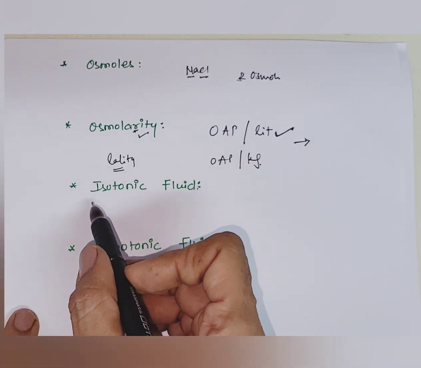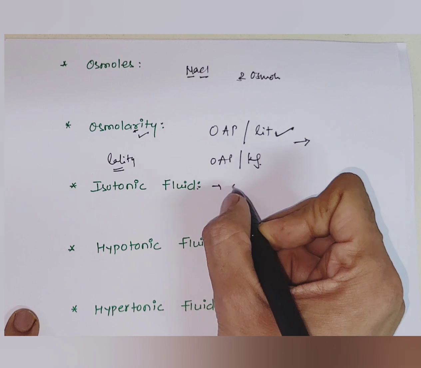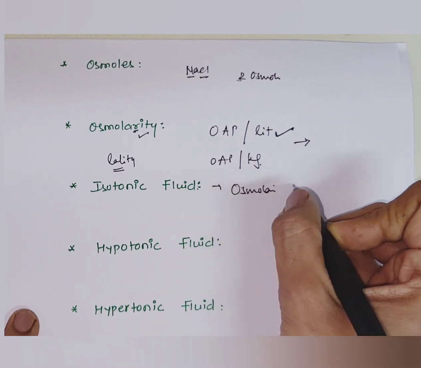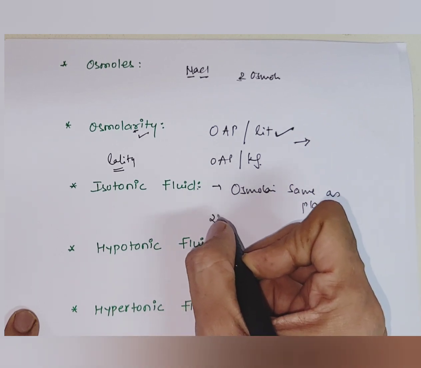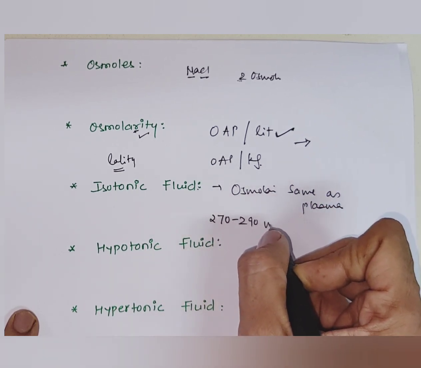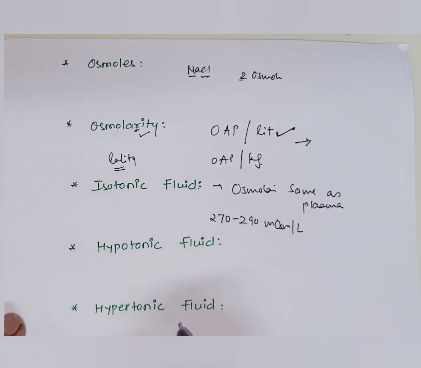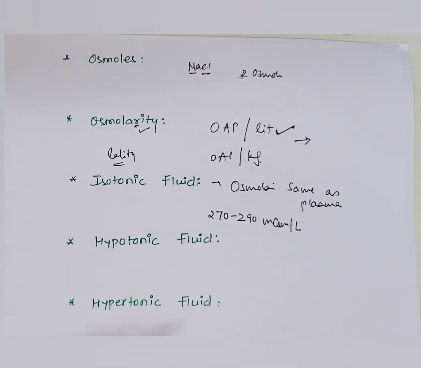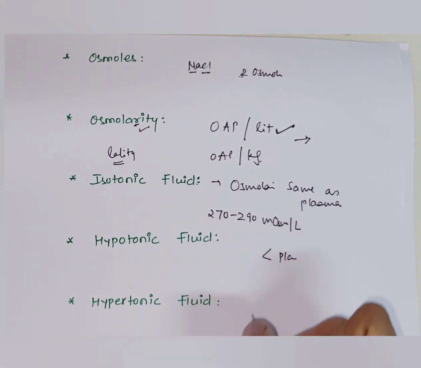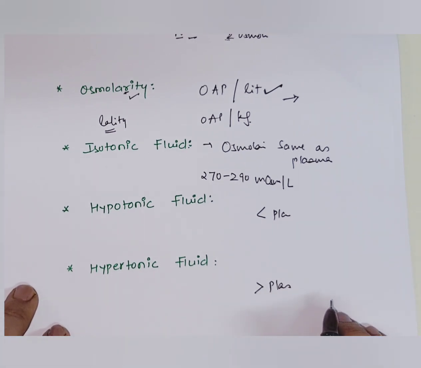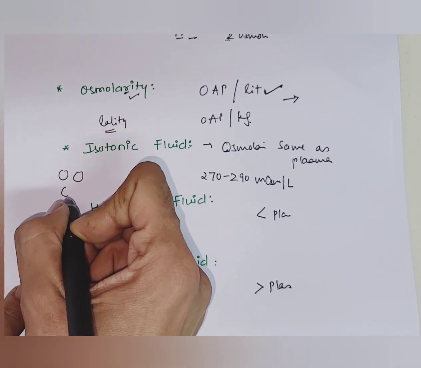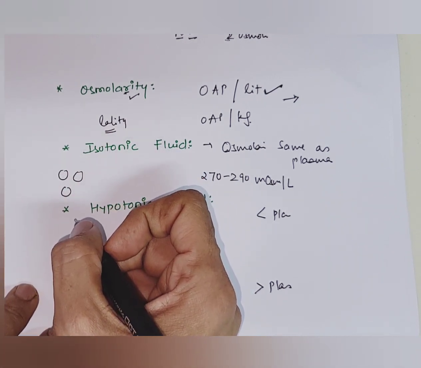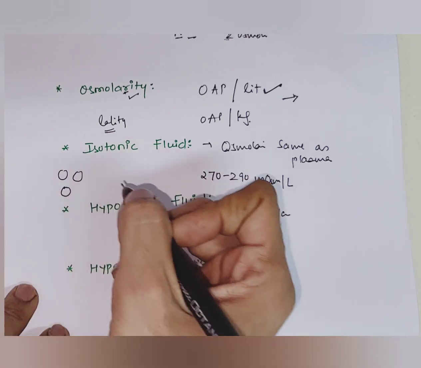Now other terminologies are isotonic fluid, meaning osmolarity same as plasma. What is the osmolarity of plasma? That is 270 to 290 milliosmoles per liter. Then what is hypotonic? When the osmolarity is less than plasma. When it is greater than plasma, that is hypertonic. Now what is the importance of isotonic solution? Isotonic means same osmolarity as plasma. So if our RBCs are placed in isotonic solution, they are of normal morphology. They will not shrink or swell.